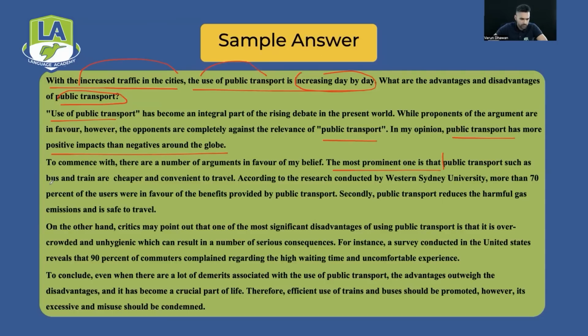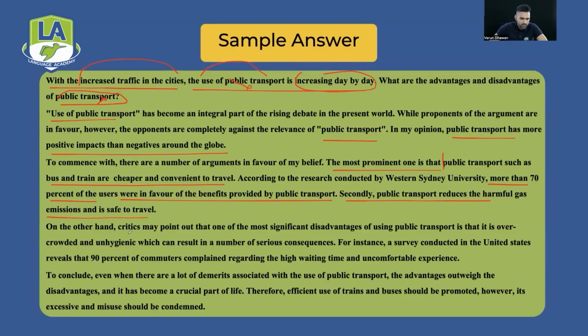Public transport such as bus and train are cheaper and convenient to travel. According to the research conducted by Western Sydney University, more than 70% of the users were in favor of the benefits provided by public transport. So we have covered this keyword, we have covered this keyword as well. Secondly, public transport reduces harmful gas emission and is safe to travel to the world.